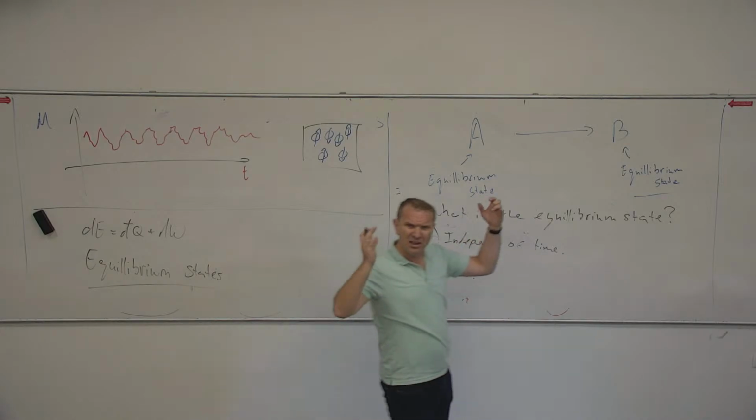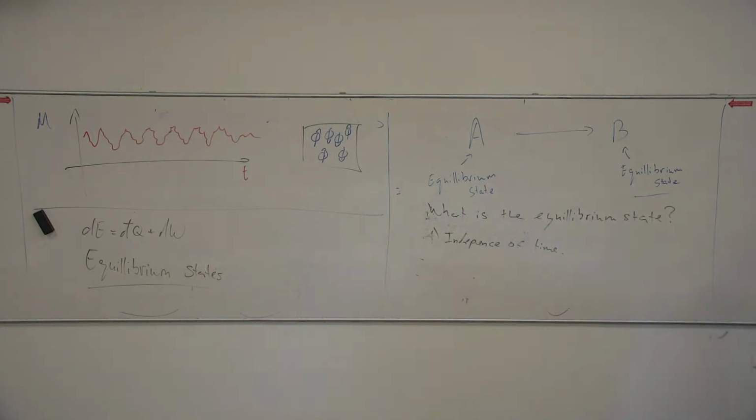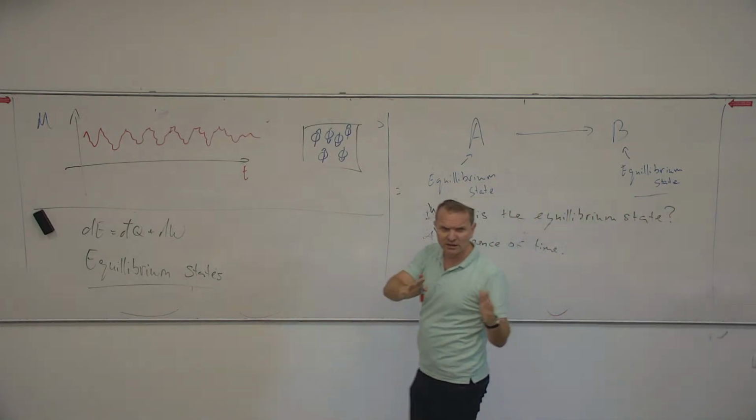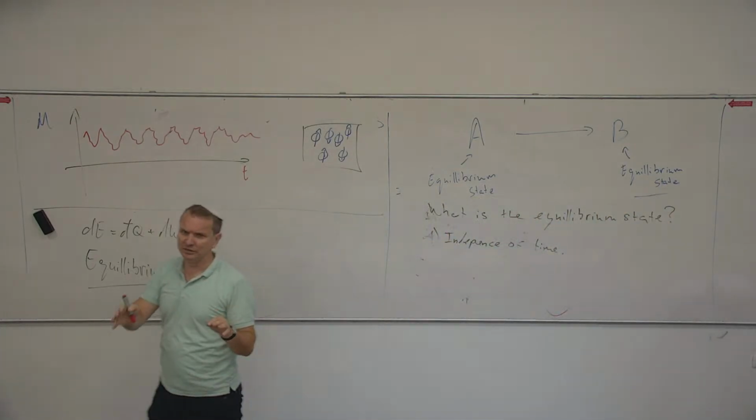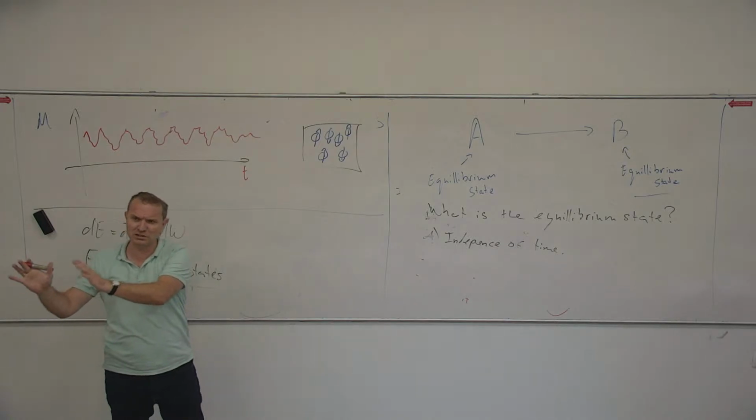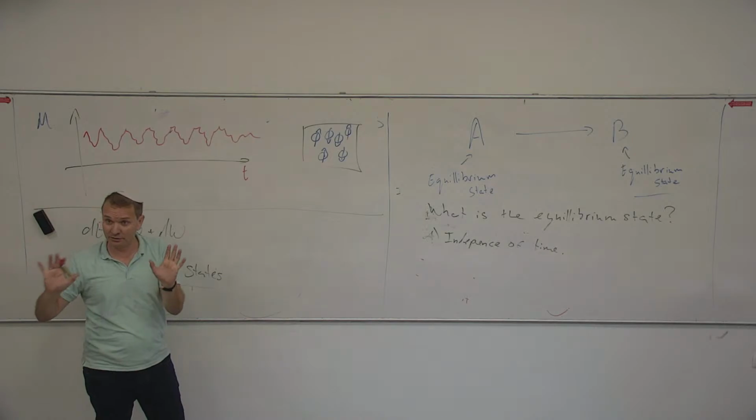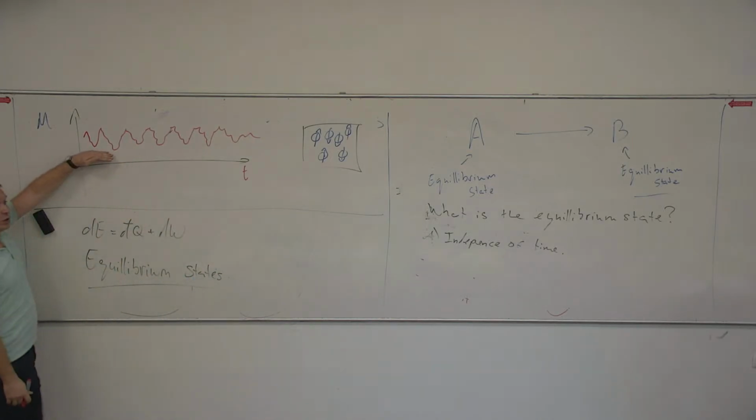Why? Because there is a huge number of constituents. Remember, the Avogadro number is very, very, very large. It's not one. You cannot assume that the Avogadro number is 1. So sometimes physicists assume that numbers are 0 or 1. You cannot assume that Avogadro number is 1. Never. There are a lot of fluctuations.